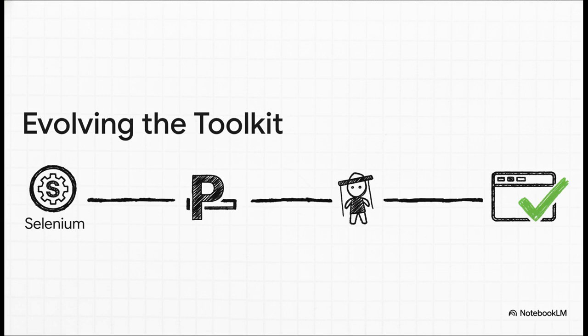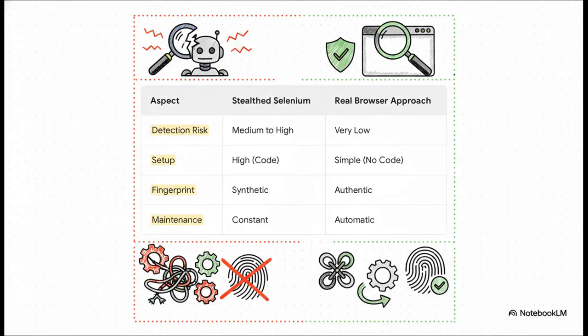Instead of trying to make an automated browser look real, some new tools just let you automate an actual, unmodified browser, one that has no telltale signs of automation to begin with. This table just lays it all out so clearly. With your classic stealth Selenium, your detection risk is still pretty high and you're constantly having to update things. But when you switch to a real browser approach, the risk plummets because the fingerprint is authentic, not faked, the setup is way easier, and the maintenance is basically handled for you. It's a completely different strategy.